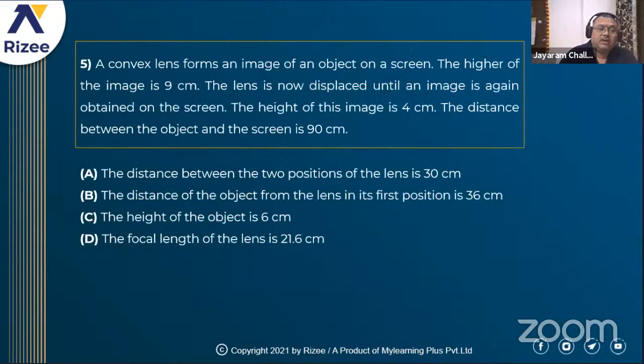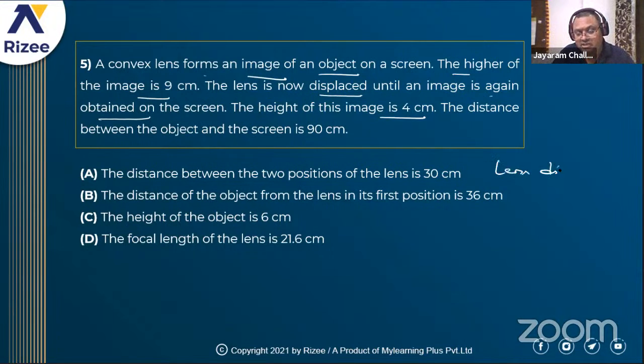Okay, next one. A convex lens forms an image of an object on the screen. The height of the image is 9 centimeters. The lens is now displaced, and an image is again obtained on the screen. The height of the image is 4 centimeters. The distance between the object and the screen is asked. It's a lens displacement method.